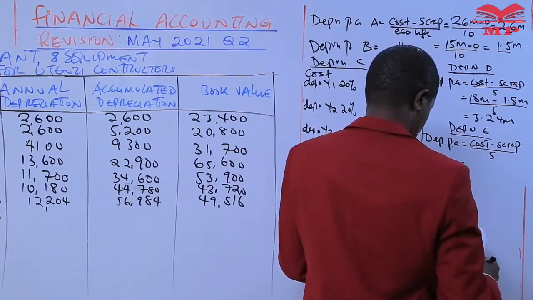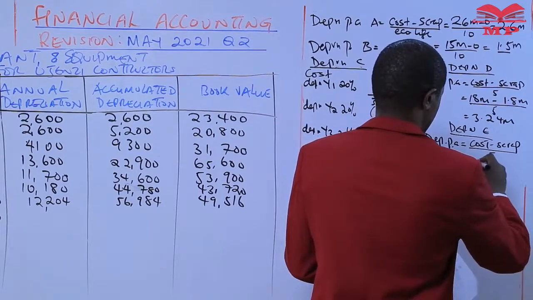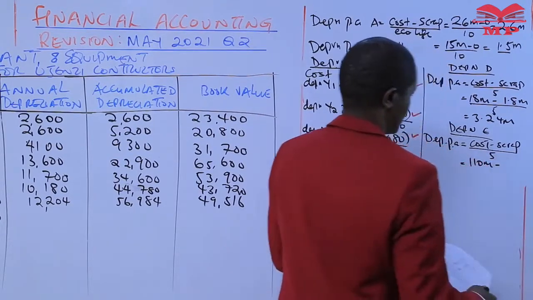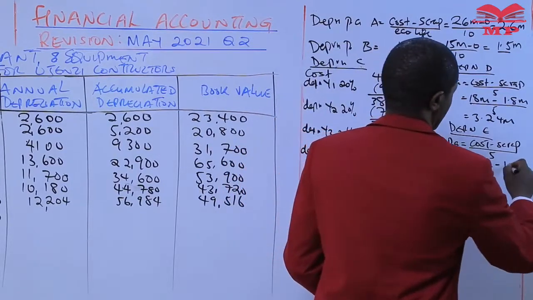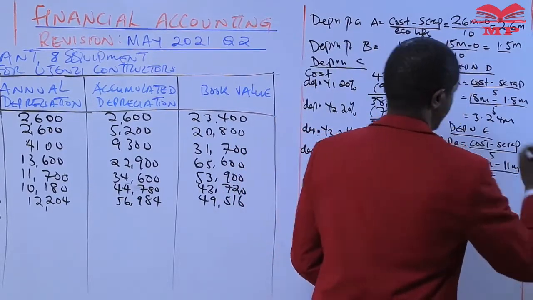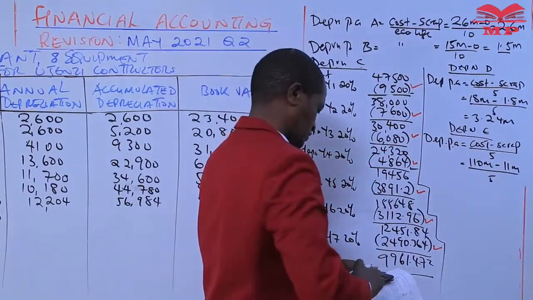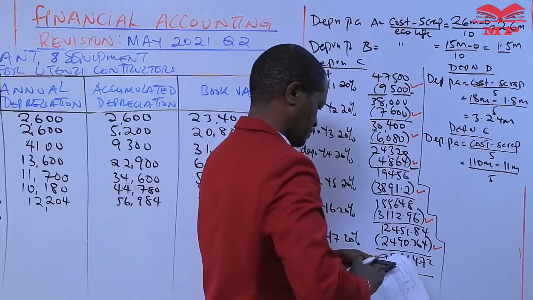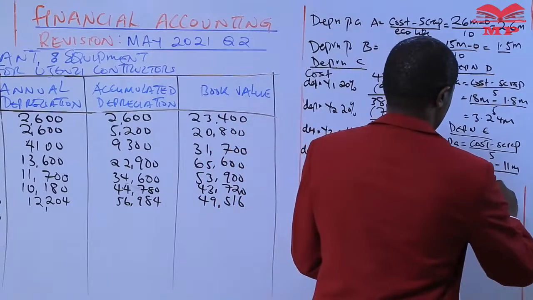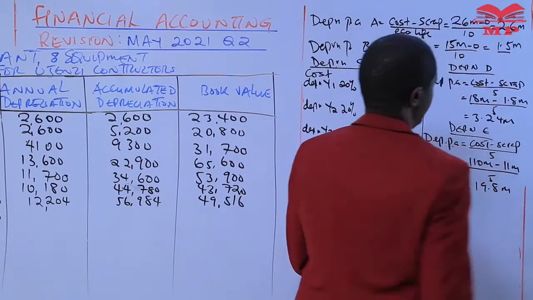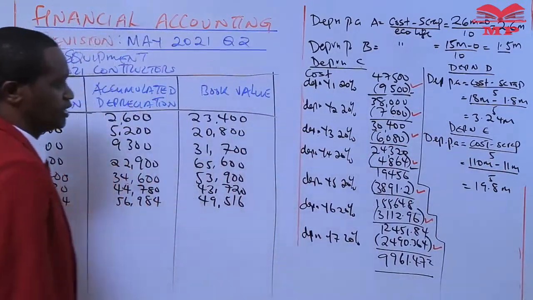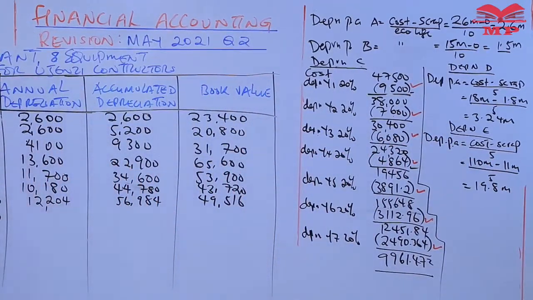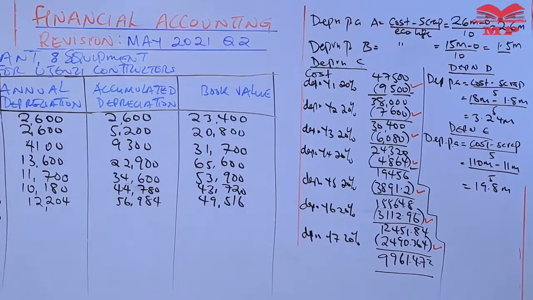So the cost here is 110 million minus scrap, 10% of this, 11 million, divided by 5. So I have 110 million minus 11 million, divided by 5. This is equal to 19.8 million. 19.8 million is the annual depreciation for machine E. Now we come to the column for annual depreciation.